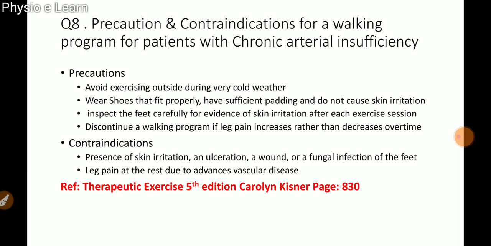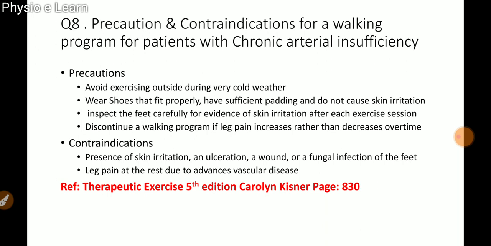Eighth, precaution and contraindication for walking program for the patients with chronic arterial insufficiency. So what are the precautions? Avoid exercising outside during the very cold weather as it may trigger vasoconstriction. Wear shoes that fit properly, have sufficient padding, so that it does not cause any skin irritation. Inspect the feet carefully for the evidence of skin irritation after each exercise session. Discontinue walking program if the leg pain increases rather than decreases over time.